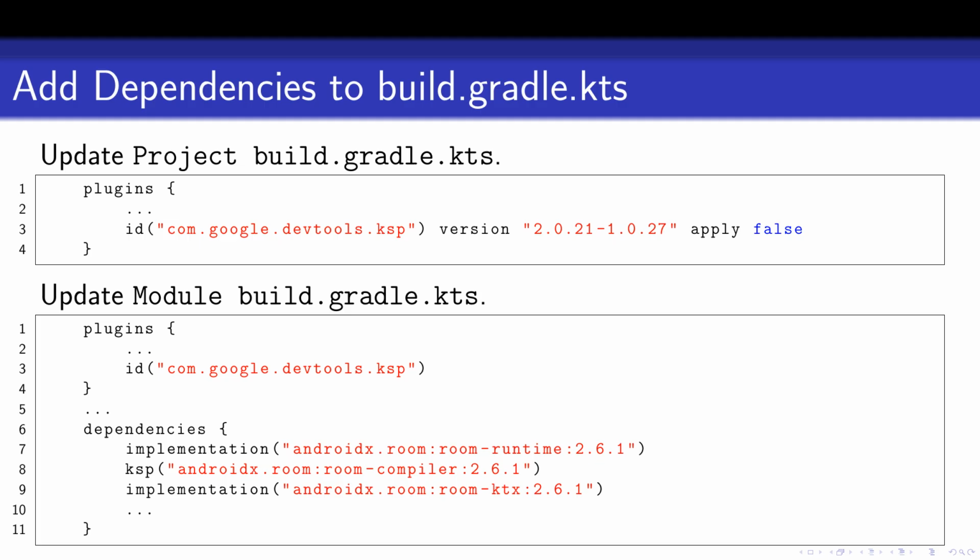Before we can use Room, we need to add the right dependencies to our Gradle build files. In the project level build.gradle.kts, we apply the KSP plugin. Then in the module level file, we do the same and also include dependencies for Room runtime, compiler, and Kotlin extensions. This setup enables Room to generate the boilerplate code for us.